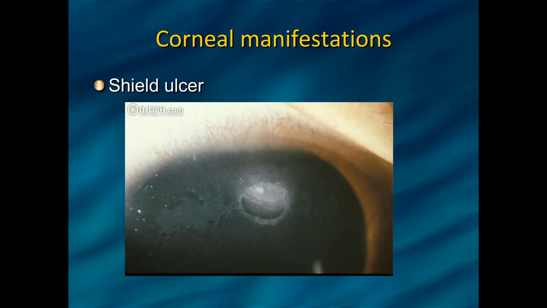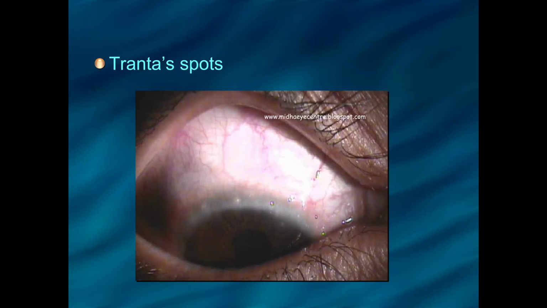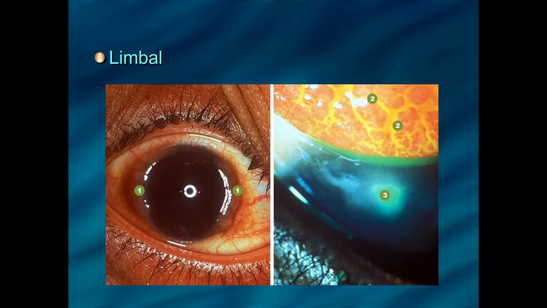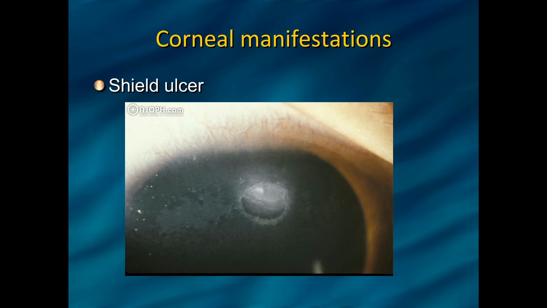But sometimes we can see what's called a shield ulcer. As you can see in this condition, there is a mixed type. There are corneal manifestations as well as palpebral manifestations here, and this is called the shield ulcer.